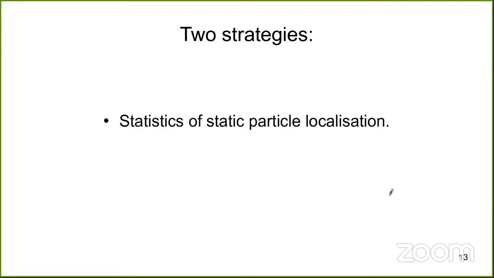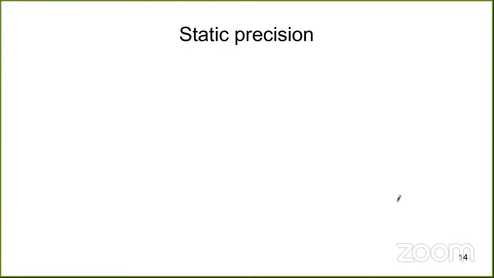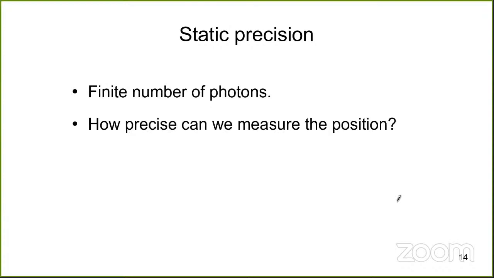For this purpose, we had two strategies. Firstly, to examine the statistics of static particle localization, and secondly, to use a dynamic simulation to compare the performance. Firstly, we look at the so-called static localization precision. The idea here is that we ask the following question: given a finite number of observed photons, how precisely can we measure the particle position when it is not moving?